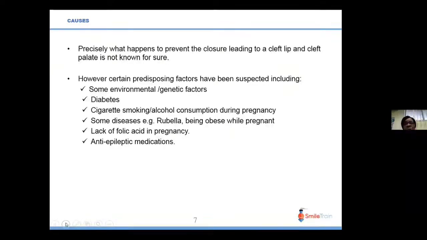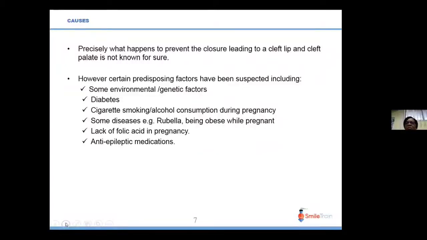And because we don't know, we go on to doing them. Some diabetic conditions, such patients can end up with their babies having cleft lip and palate conditions. Cigarette smoking and alcohol consumption during pregnancy. Then some other diseases like rubella, and some other conditions like obesity in pregnancy.